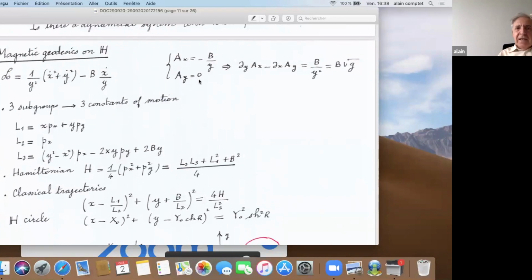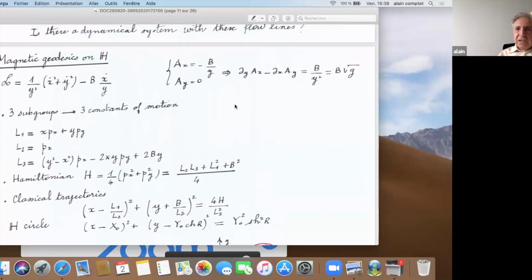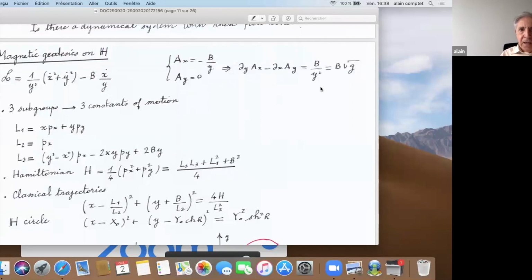Okay, so first, let me remind you what a constant magnetic field is, because this is not completely obvious. Since the magnetic field is a two-form, by constant we mean that this two-form should be proportional to the volume form. So the magnetic field should be B over Y squared. So the curl of A is B over Y squared, which is B square root of the determinant of G. Okay, and you can solve for the A field. This is gauge dependent. You can choose this gauge, minus B over Y and 0, and you get this Lagrangian.